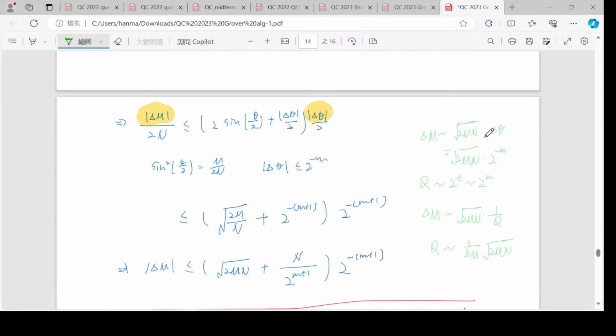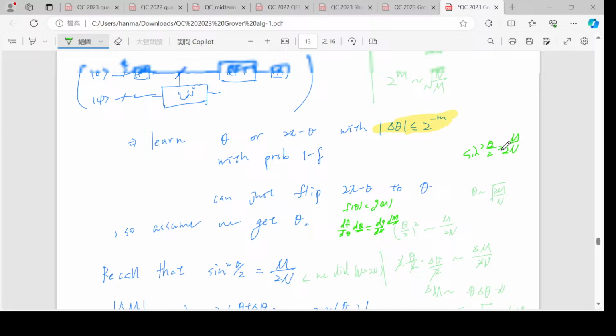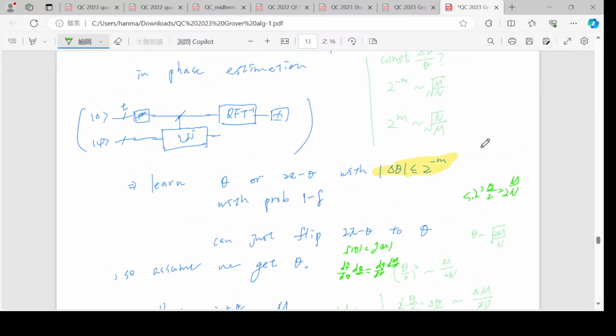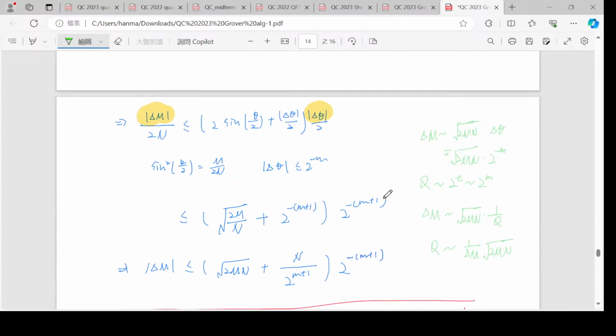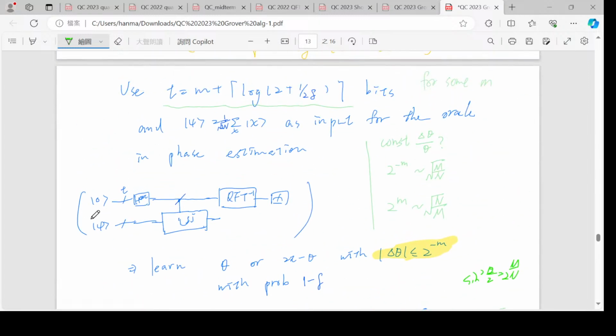Okay, so let's put things back. dn is about the square root of 2n d theta, and we know d theta is about 2 to the minus m, the thing we said before, because theta has m bits of precision. And so the number of queries is about 2 to the t, because that's how many queries we need to do for phase estimation.